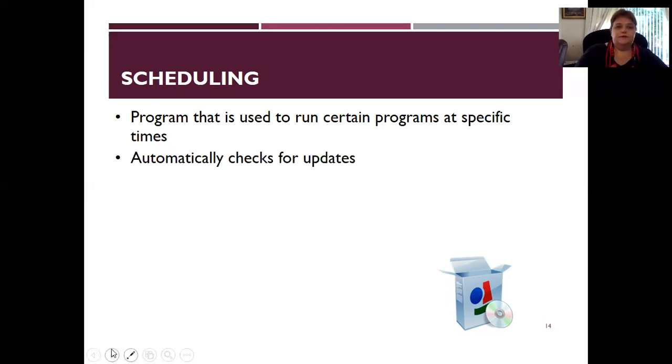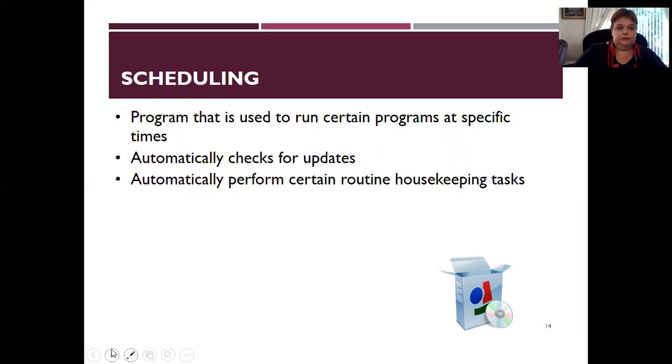So scheduling is a program that is used to run certain programs at specific times. It will automatically check for updates. It's going to compare your old files with your new files to check if there is a difference. Now let us take a look at why this would be useful.